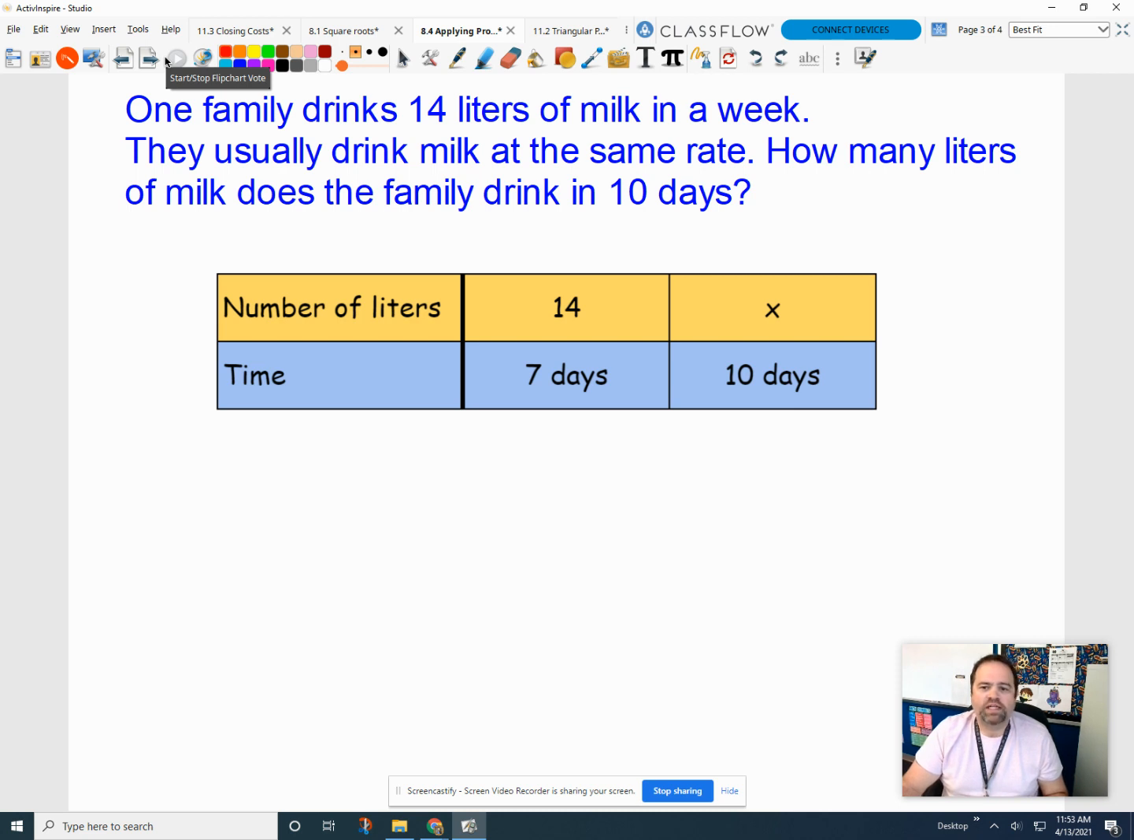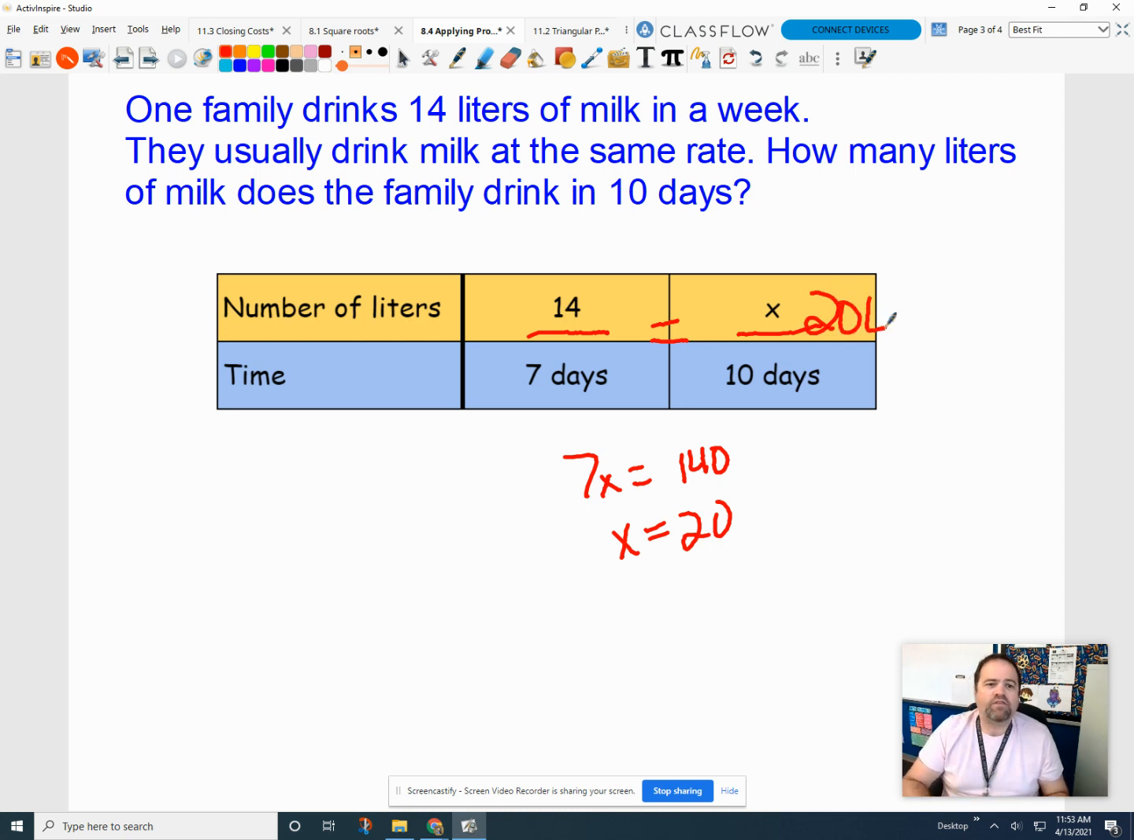One family drinks 14 liters of milk in a week. I have no idea, I'm not a metric person. My family drinks about a gallon of milk a week. So what I've got here is the number of liters. It takes a week. So if we had 10 days, how much milk would that same family drink? And again, it's set up pretty much for you, right? Cross multiply, that's 7x. Cross multiply here, that's 140. So they're going to drink roughly 20 liters in that same time.